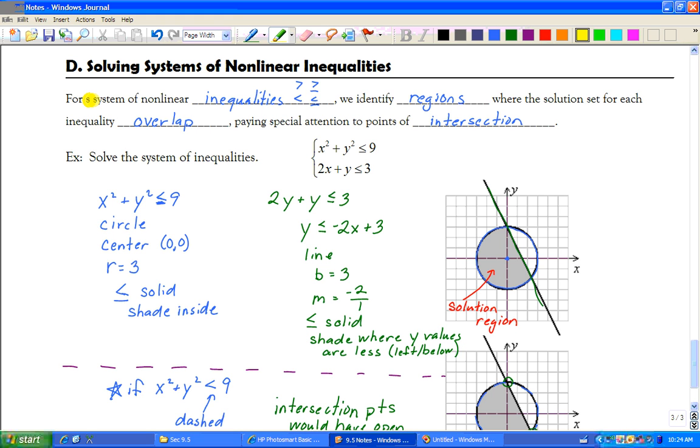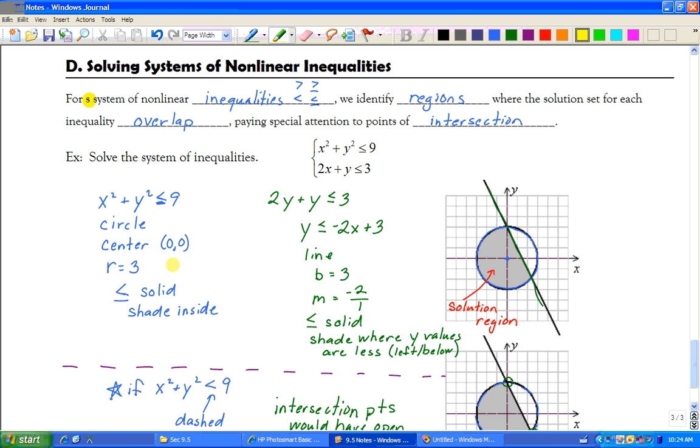So again, this is just going to be drawing a sketch of our graph and shading things in to find our solution region. So we're going to solve the system of inequalities. Our first inequality is a circle. So I have that information down here. So we have a circle. Our center is at the origin.